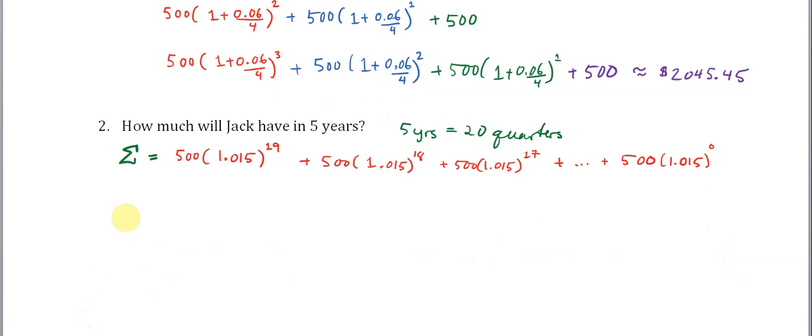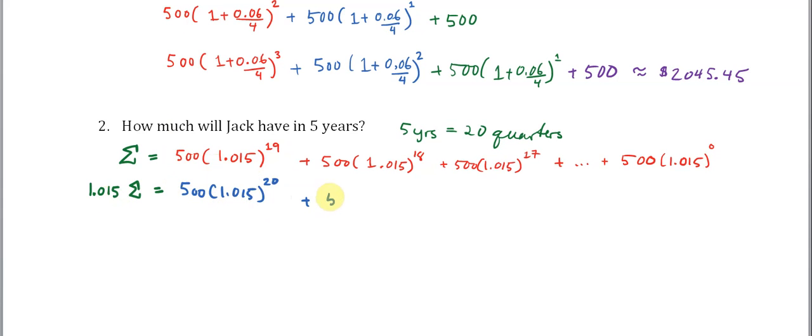Now, I'm going to perform a little bit of algebra here. So I'm going to create a second equation, and I'm going to call this 1.015 multiplied by sigma. Okay. So that's like taking 1.015 and just multiplying by every single term here. So the first term that I have is going to be 500 times 1.015 to the 20th power because I'm multiplying this term by 1.015.